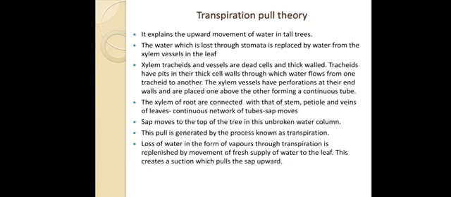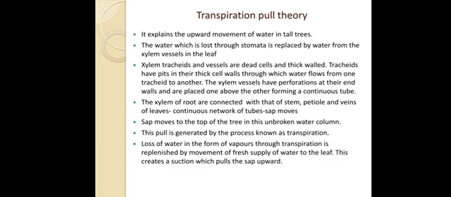The xylem of root are connected with that of stem, petiole and veins of leaves. So all the xylems of the stem, petiole, veins, they are interconnected and they are making a long continuous channel, continuous network of tubes. Sap is moving in that continuous network of tubes, and sap moves to the top of the tree in this unbroken water column.